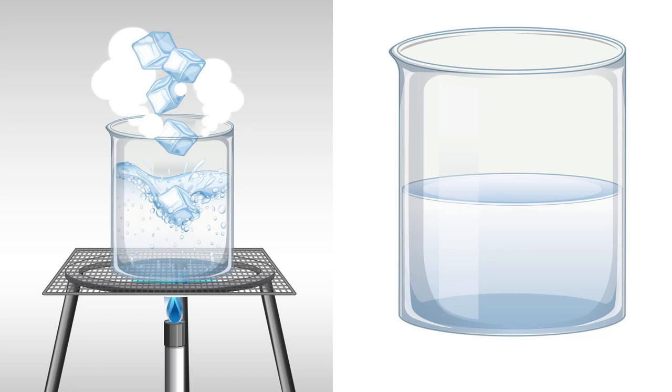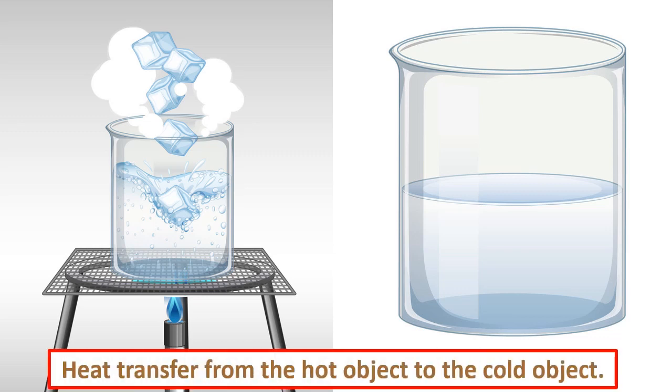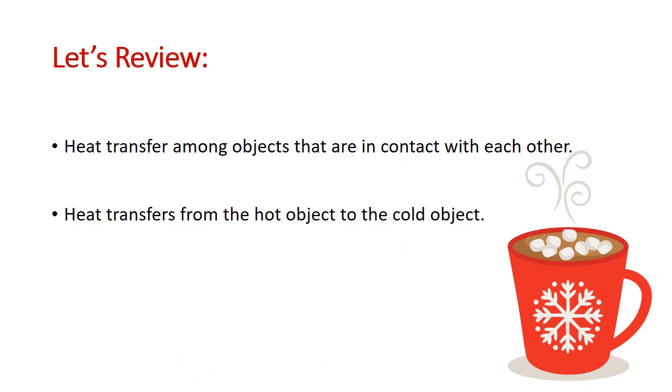So what can you conclude? That heat transfers from the hot object to the cold object. This is our lesson for today. Let's review. What did we learn? We learned that heat transfers among objects that are in contact with each other. Heat transfers from the hot object to the cold object.